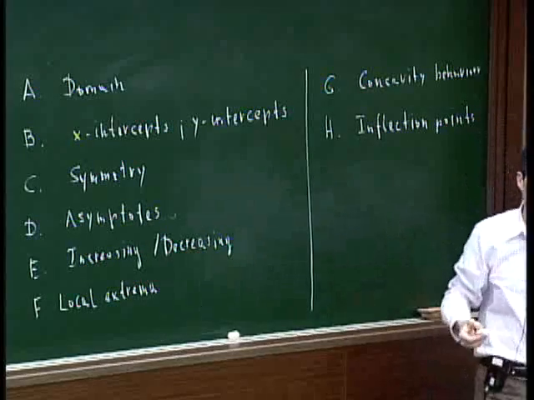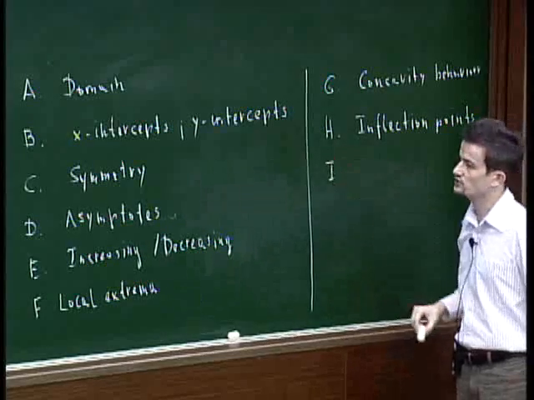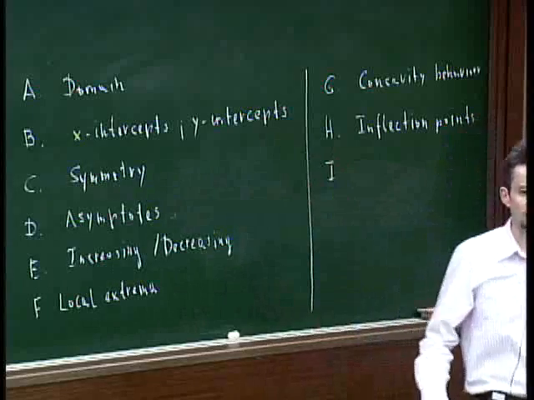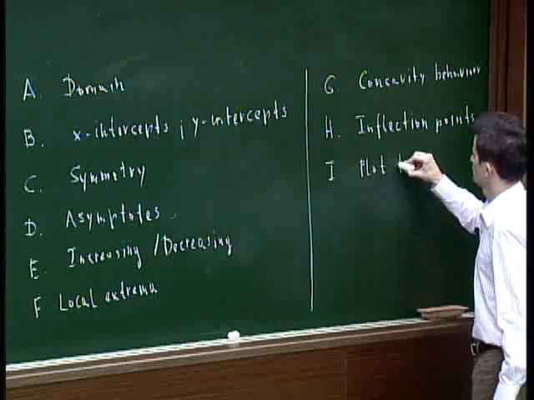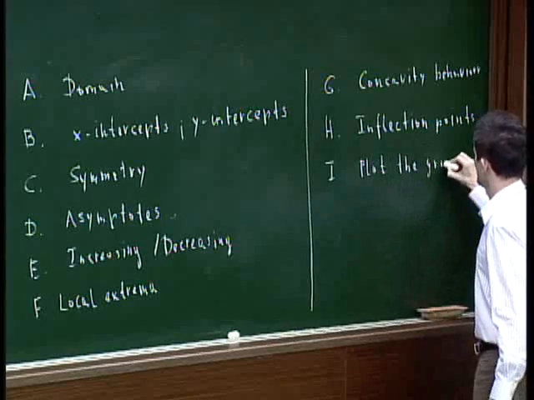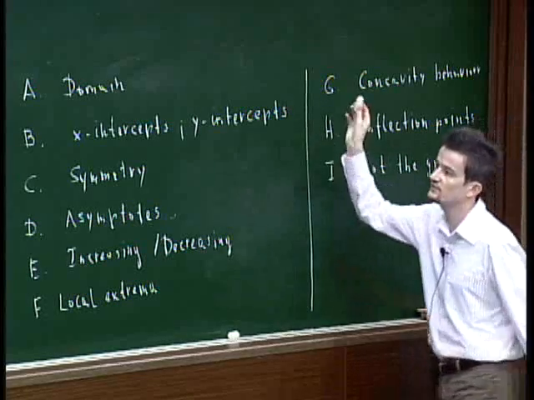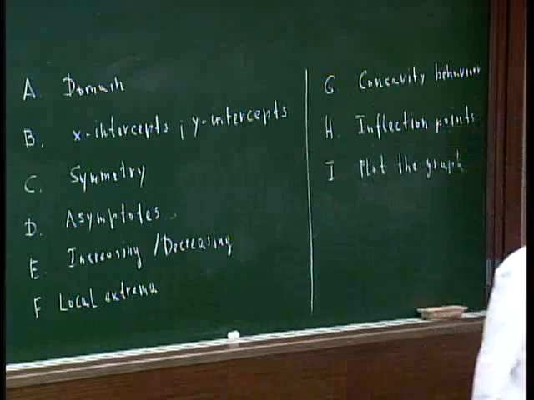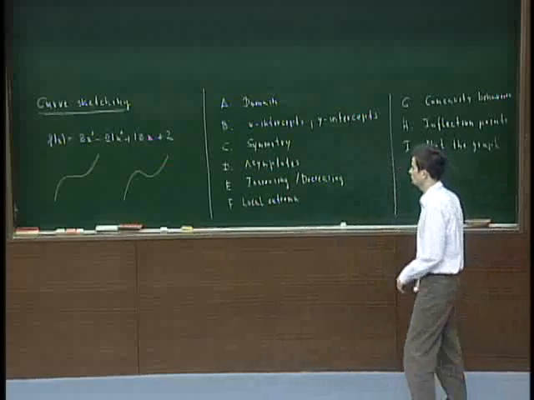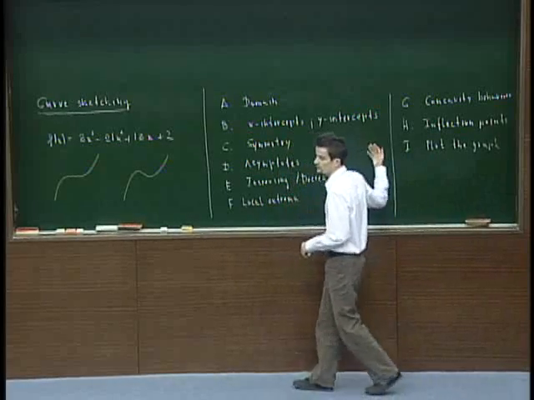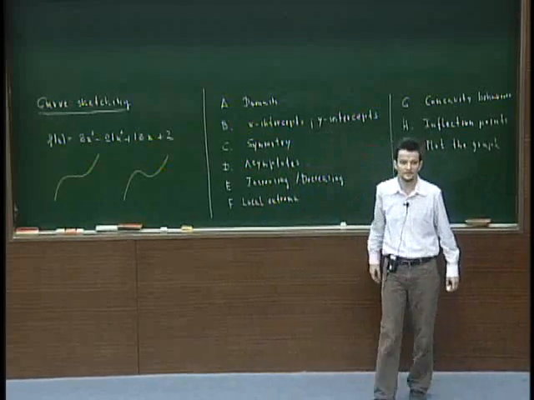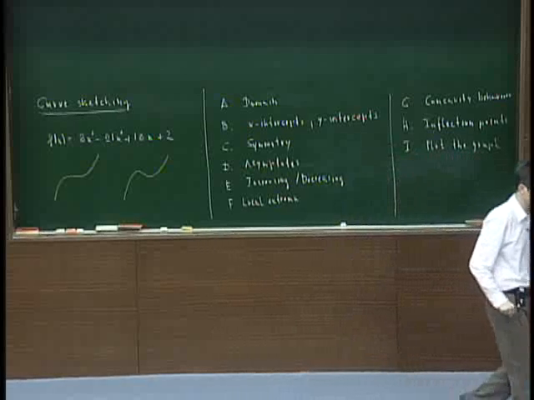Then the last item, which is actually the reason why we do all this, is to plot the graph. So using this easy scheme, you can plot the graph of a function without using a graphing device. Because these are the essential properties, and once you have gathered all of them, it will be easy to plot the graph of the function.